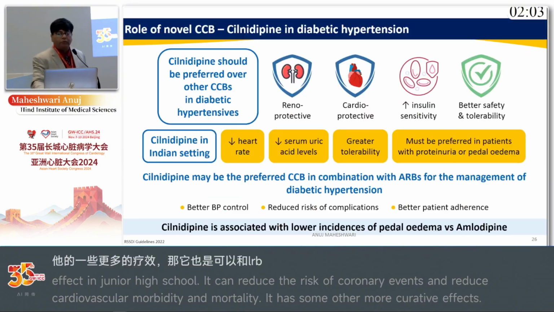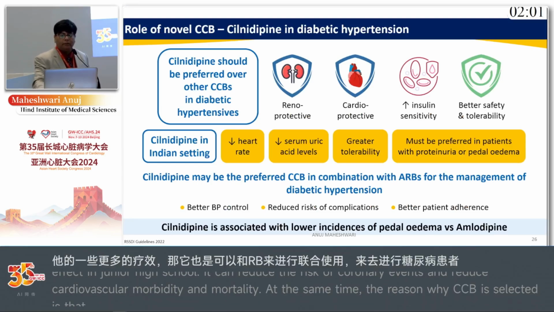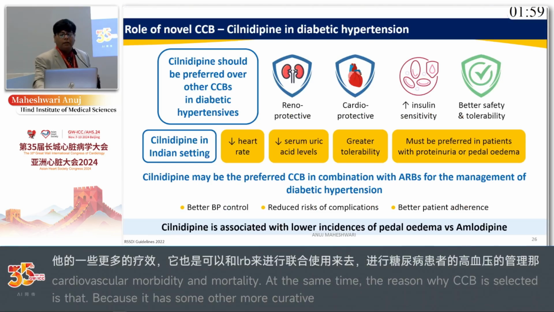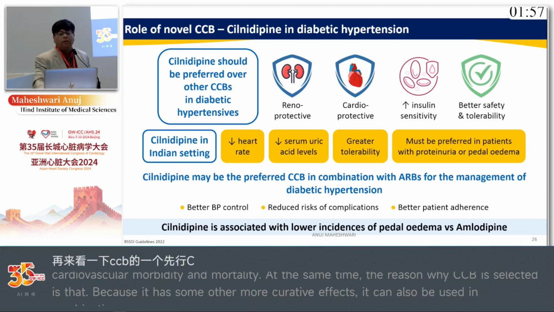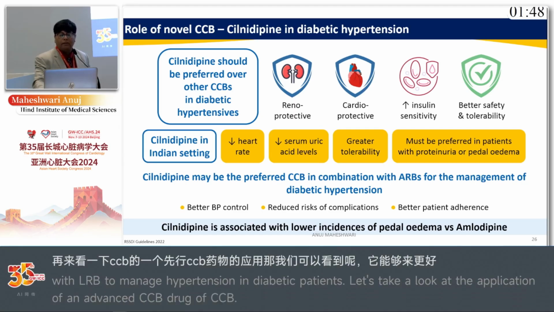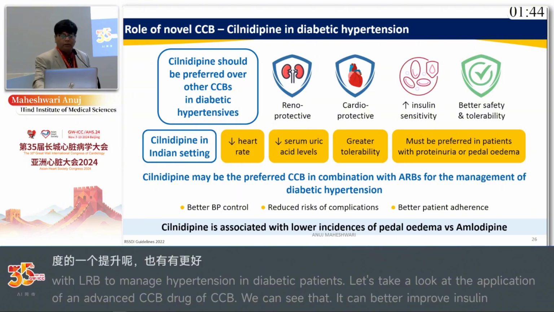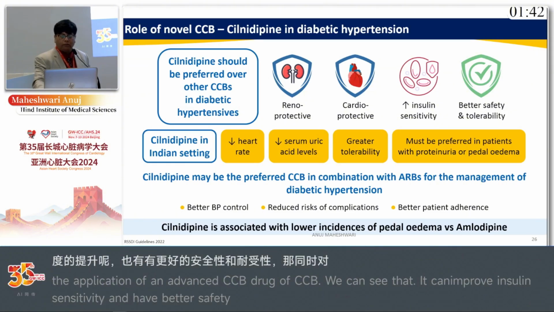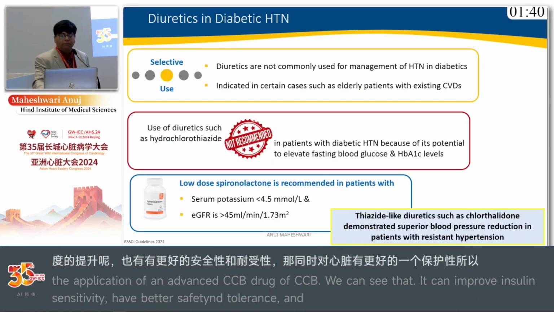Cilnidipine should be preferred over other CCBs in diabetic hypertensives because it has an effect on tachycardia, it has an effect on the serum uric acid level, it has greater tolerability, and it causes less pedal edema. So it must be preferred in patients with proteinuria or pedal edema. It may be preferred over the existing calcium channel blockers.